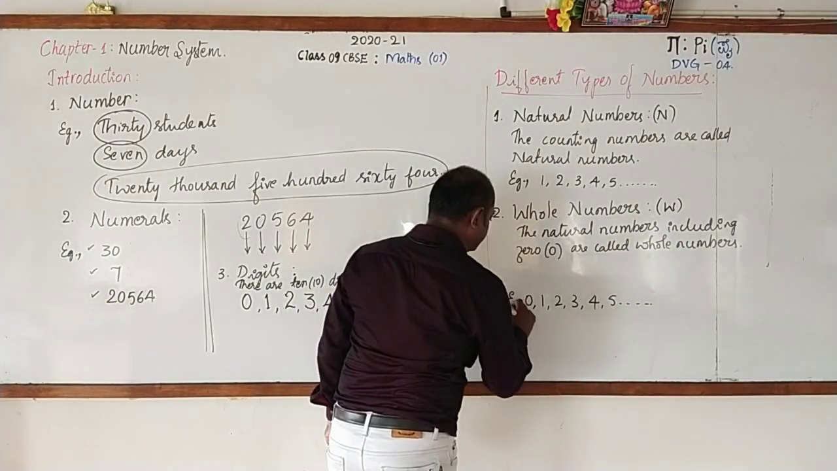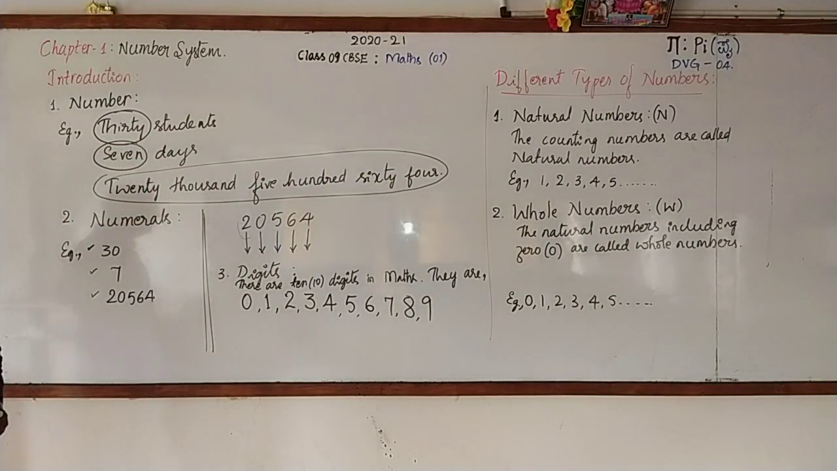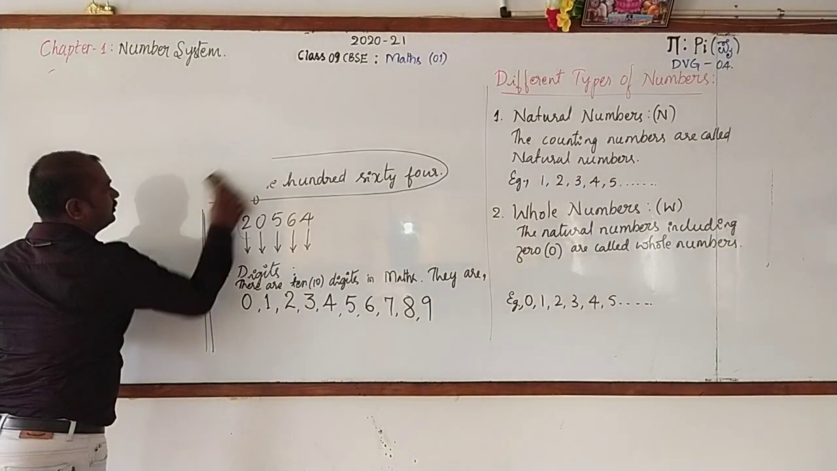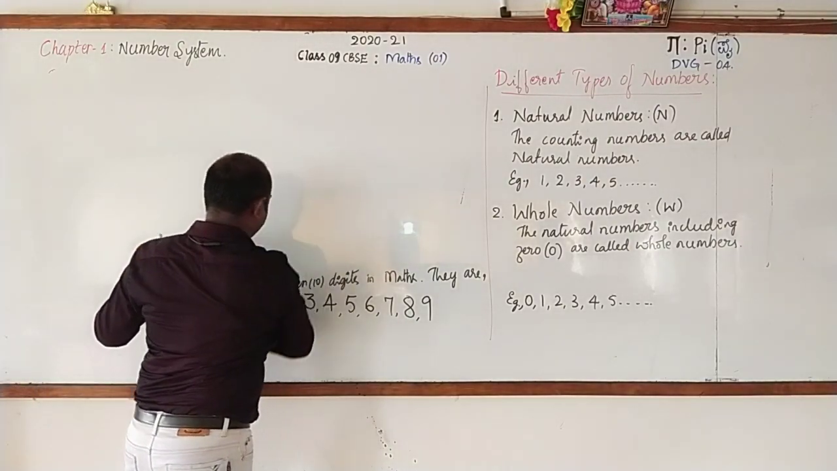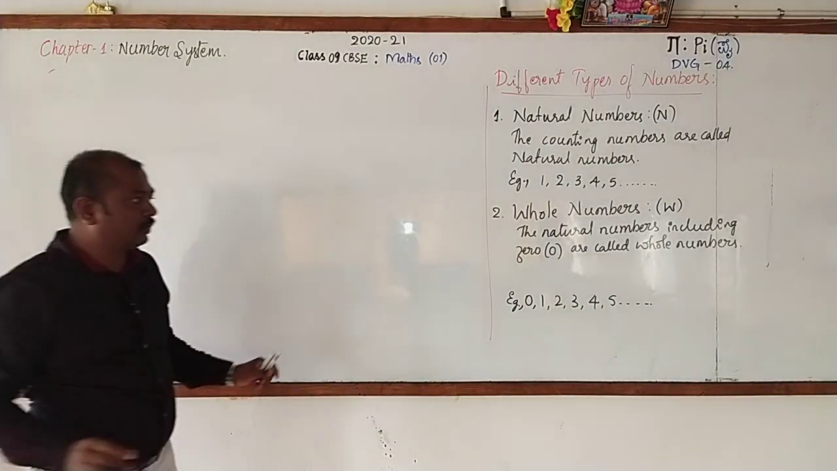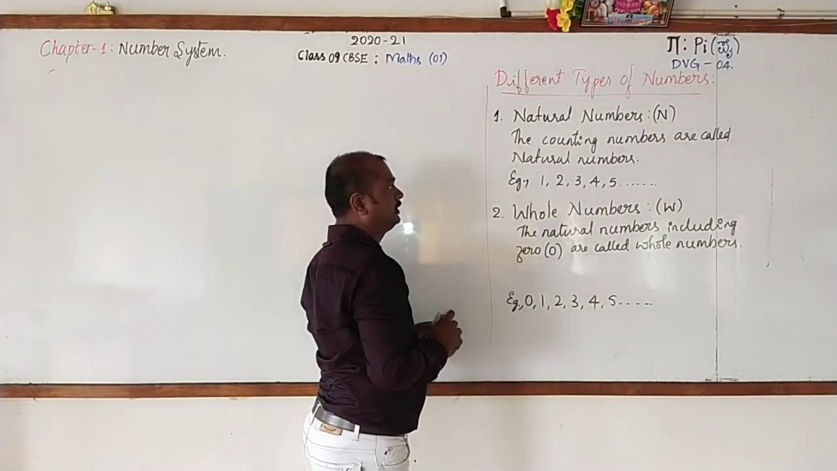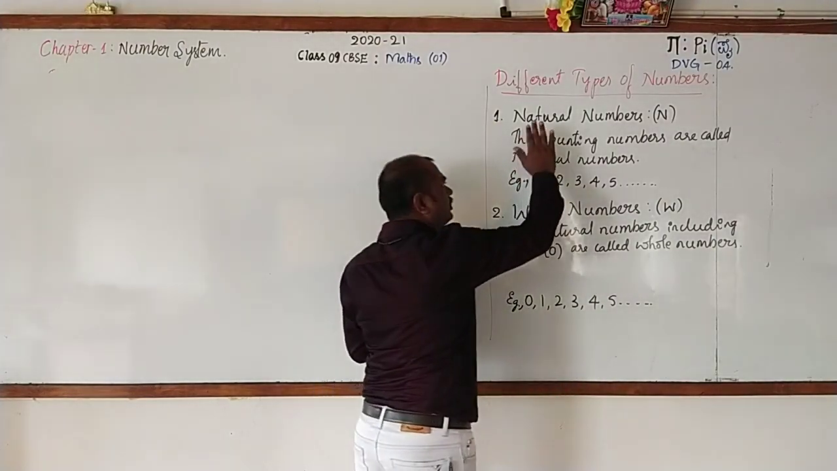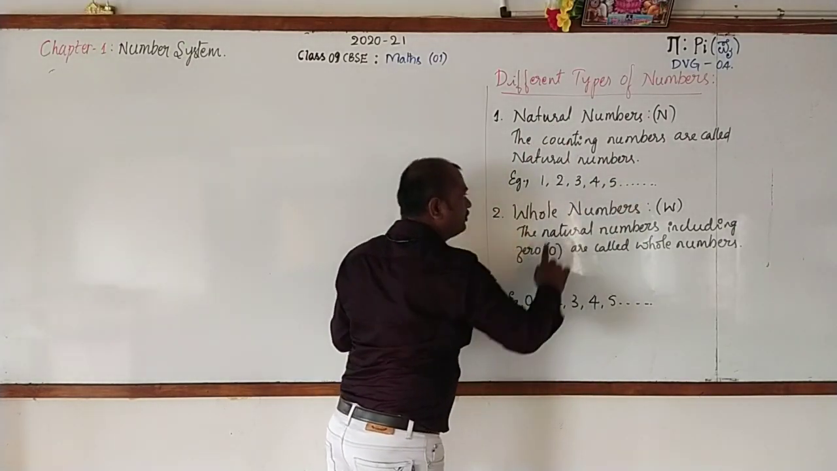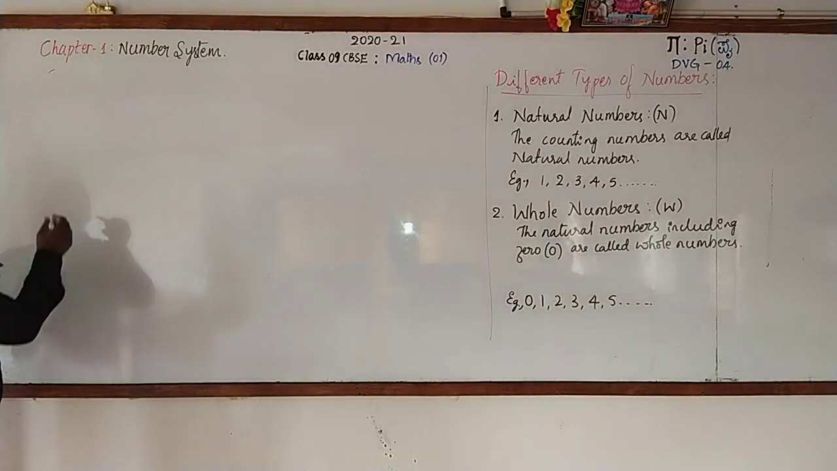Here you write the examples. 0, 1, 2, 3, 4 and so on. Observe the collection of whole numbers. Whole numbers include all the natural numbers. Hence, we can say that all natural numbers are whole numbers. Now, let's move on to the third.